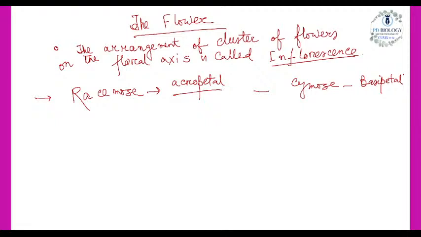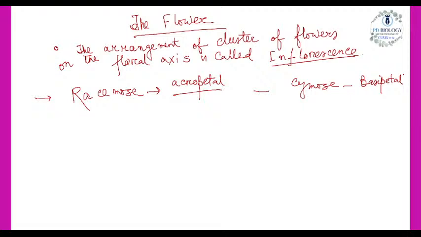So the reproductive unit is the flower, meant for sexual reproduction. A flower has a stalk, and its swollen end is called the thalamus. The reduced leaf found at the base of the pedicel is called a bract. Flowers with bracts are called bracteate, and those without bracts are called ebracteate.